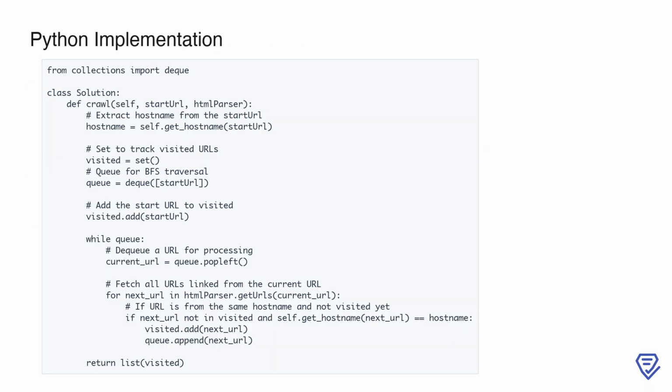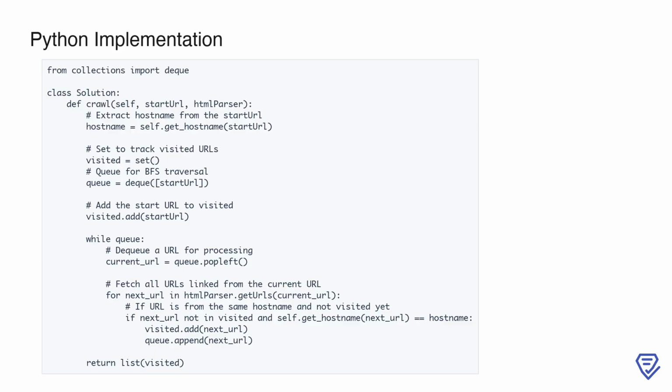Here, we are implementing a web crawler using a breadth-first search approach. First, we define a crawl method that takes in the starting URL and an HTML parser, which is an interface to fetch URLs from a given page. To begin, we extract the hostname from the start URL using a helper method called get_hostname. This is important because we only want to crawl pages that belong to the same domain as the starting URL.